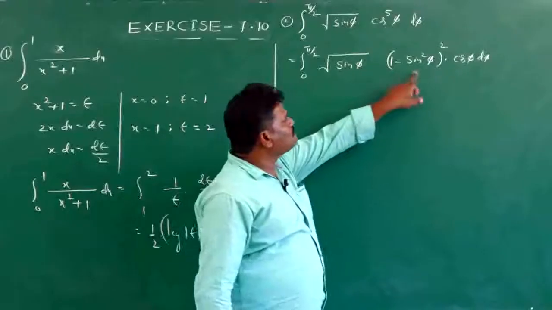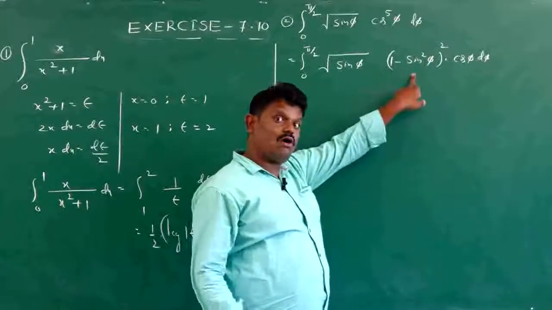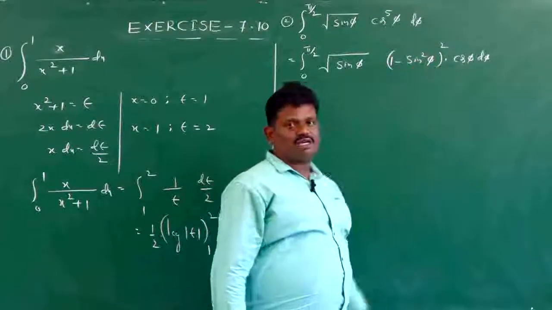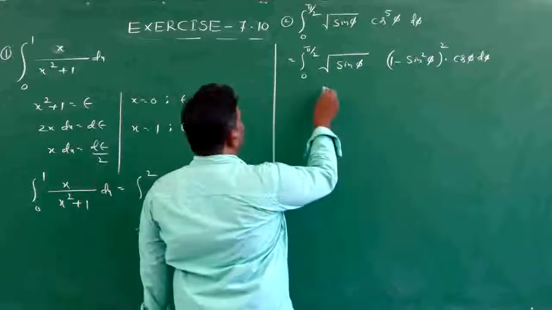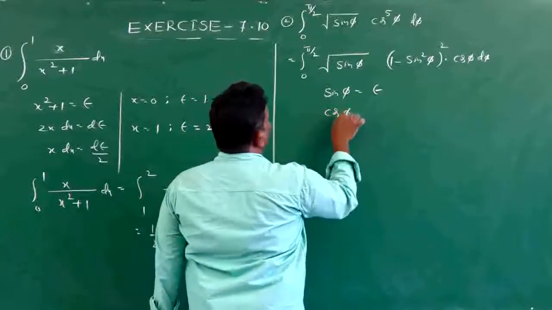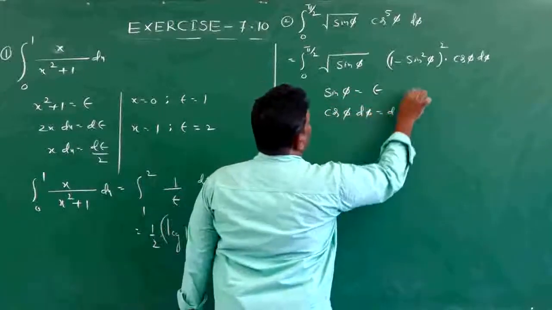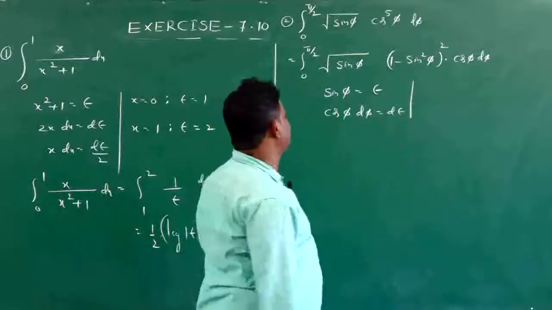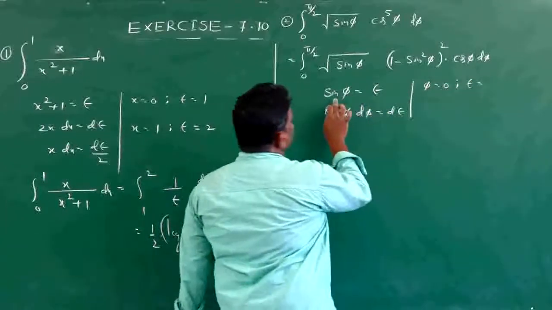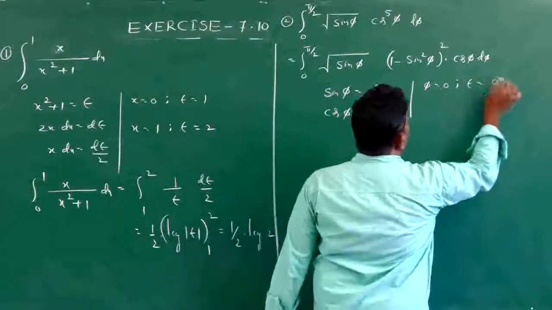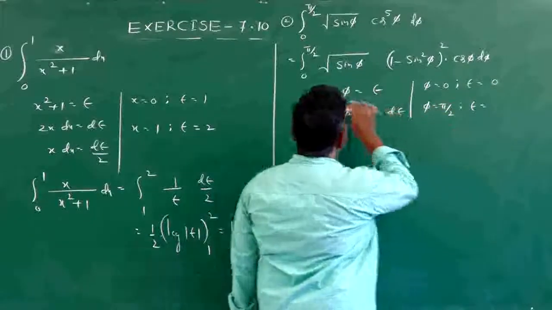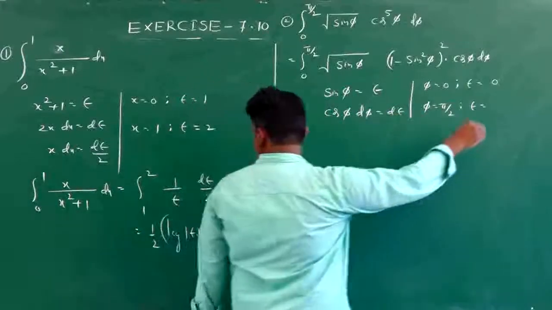Okay? So 1 minus sin square phi is cos square phi, and cos square phi whole square is cos power 4 phi, into cos phi gives cos power 5 phi. Now we take the substitution sin phi is equal to t. Then cos phi d phi is equal to dt. Now change the limits: when phi is equal to 0, t is equal to sin 0, which is 0. Next, when phi is equal to pi by 2, t is equal to sin pi by 2, which is 1.